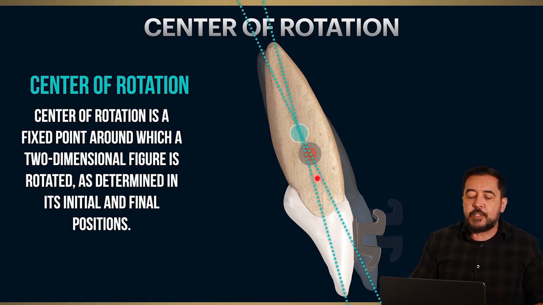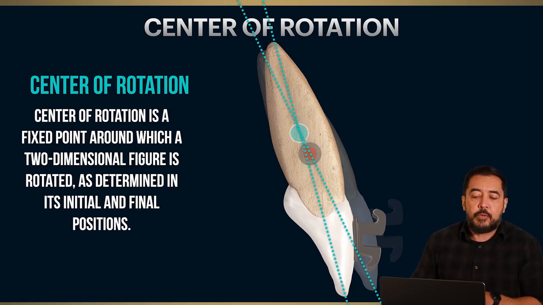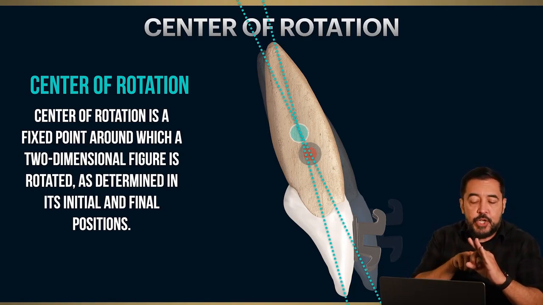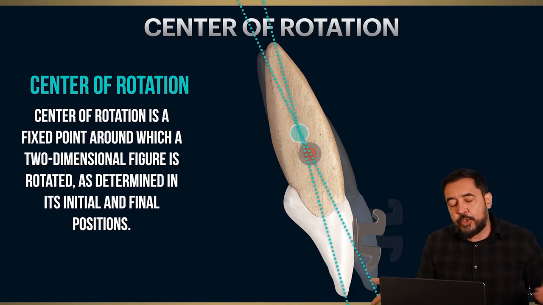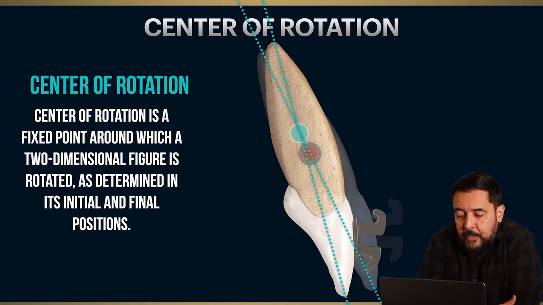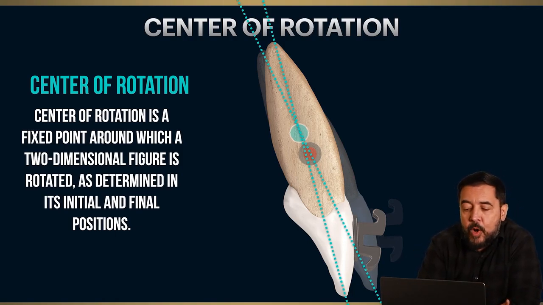In this case here, we see that the dot point that we are seeing right above the center of resistance of this tooth is the center of rotation, because it is the point that did not move during this movement, did not move at all. It seems to be stationary. It kept its position while all other parts of the tooth, in this case, moved. So this is the point around which this movement occurred.